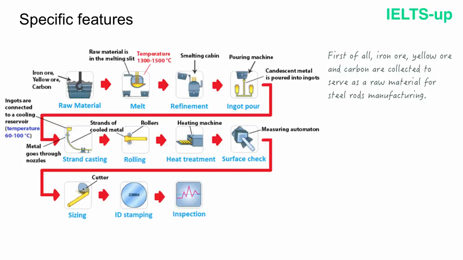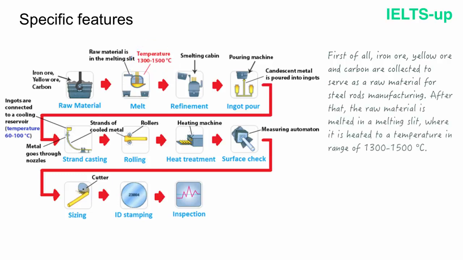We can see that the picture illustrates a container with a white hot metal. One arrow points to the container, saying, "Raw material is in the melting slit." The other arrow indicates the temperature range. I used all this information to describe this stage of the process.